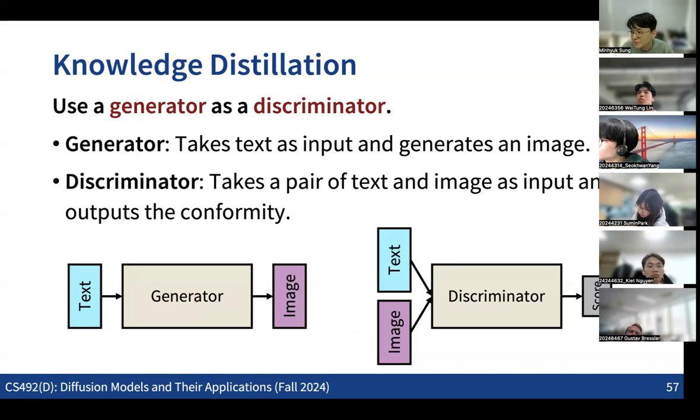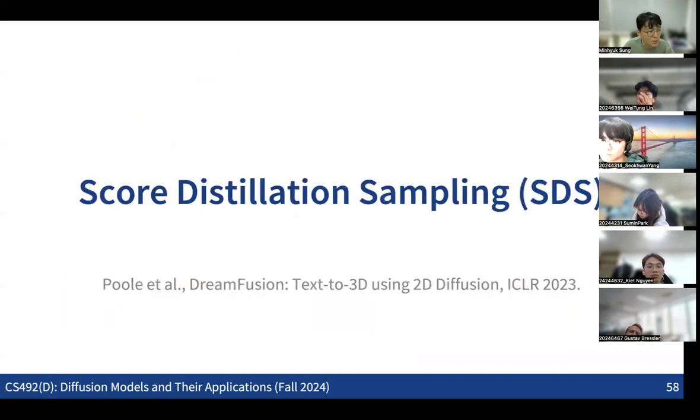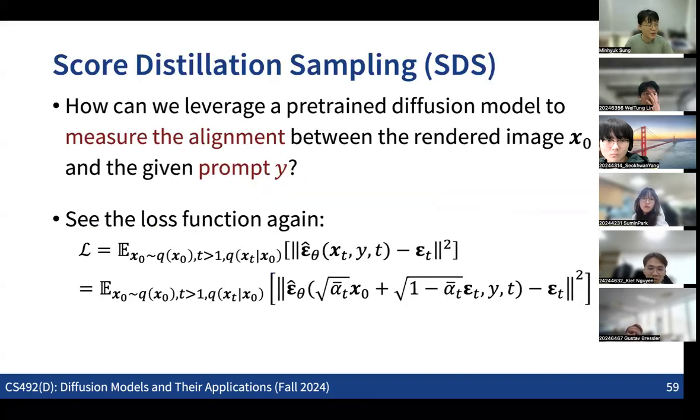Is this clear? So we're going to discuss the idea of how we can convert a pre-trained diffusion model into the discriminator. This idea is called score distillation sampling. The idea is quite simple, but we're also going to discuss some more details. Basically, how can we reverse a pre-trained diffusion model to measure the alignment between the rendered image and the given text prompt?